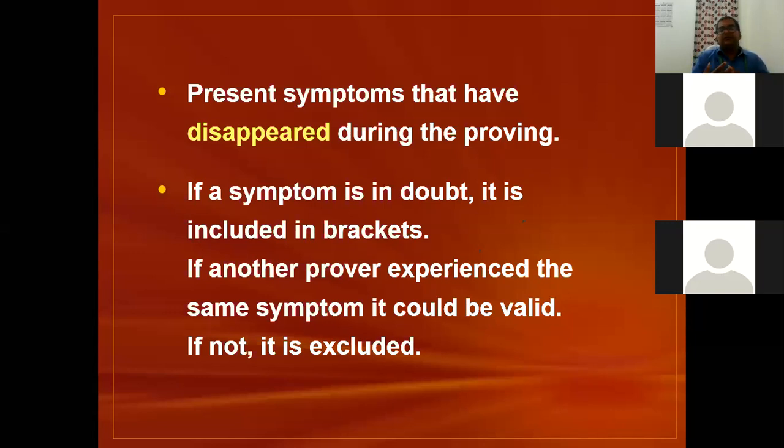Okay, it means if you have more than 30, 40 or 50 persons, and the same symptom is observed in other provers also, then you can accept it. If it is not observed in other provers, then you cannot take it, or you can exclude it.